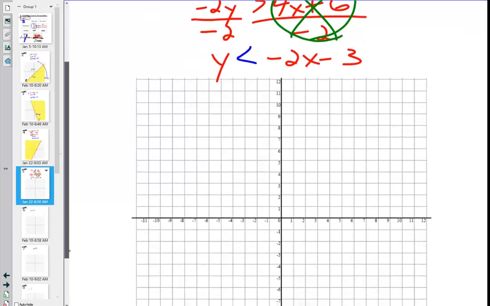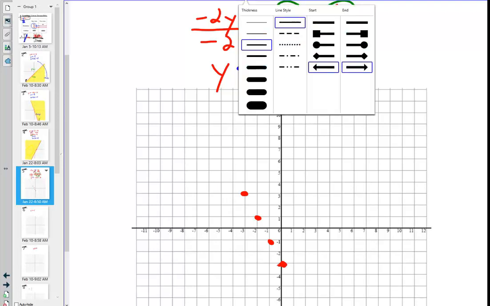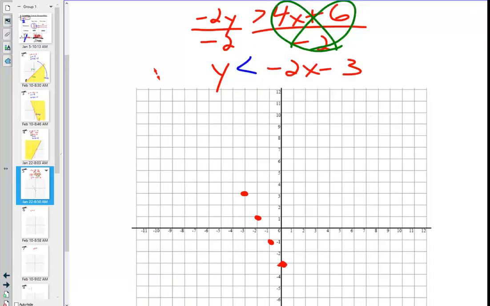We put a point on -3. Negative slope is going to be up 2, left 1, up 2, left 1, up 2, left 1. Well, all the lines are straight. But is it going to be solid or broken? Solid. Do you see an or equal to line underneath the mouth?